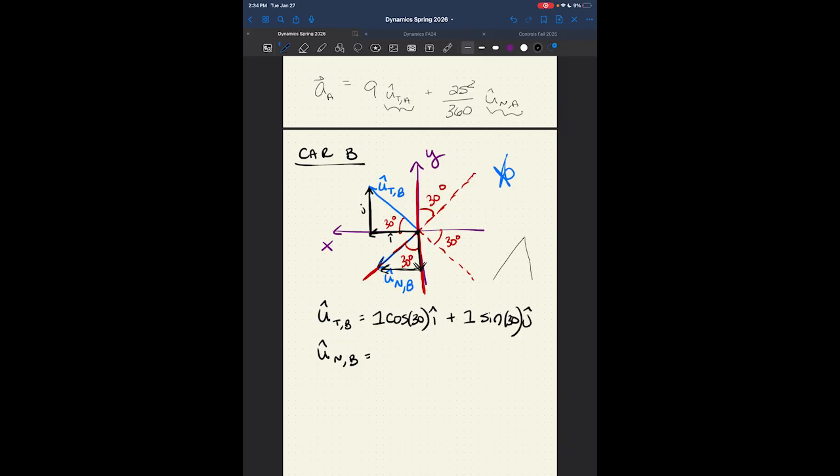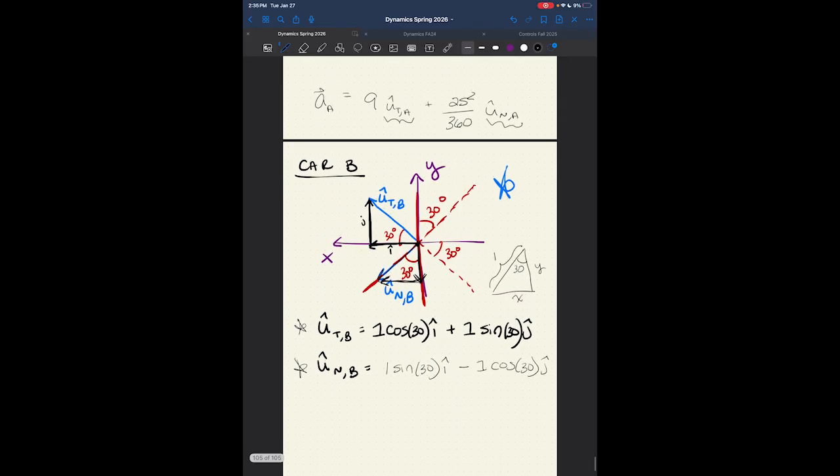Okay, so I can even draw this separately as well. I can say that this triangle is 30, this magnitude is 1, I have a y component and an x component. So sine of 30 is x over 1. So I have 1 sine 30 i hat. And cosine 30 is y over 1, but it's in the negative j hat direction. So minus 1 cosine 30 j hat. Okay, so now I have an expression for these two vectors in terms of i's and j's, and now I can do that substitution again.